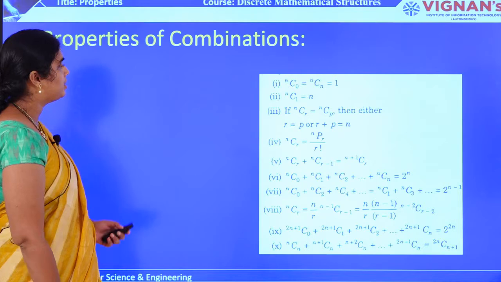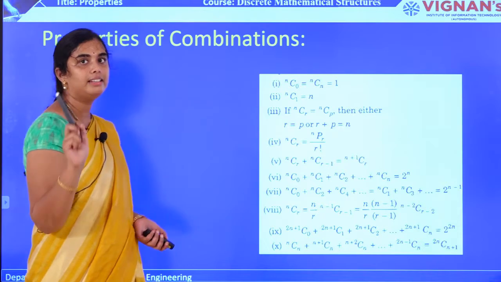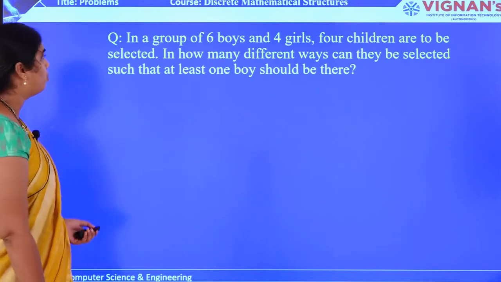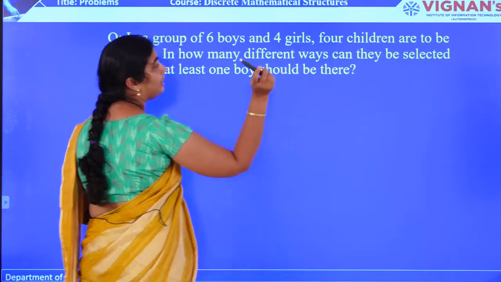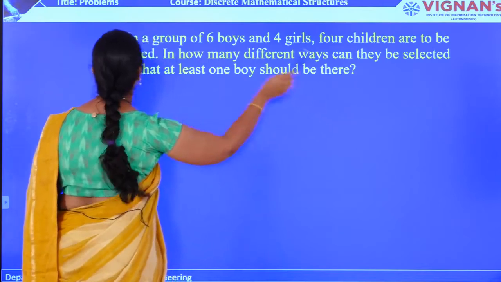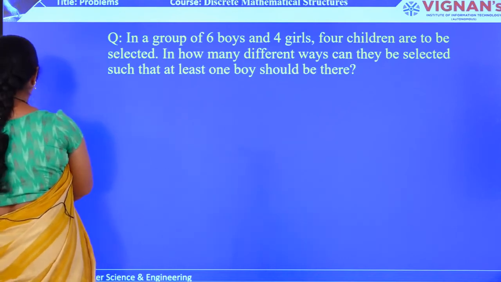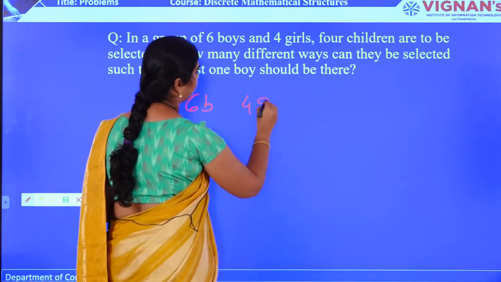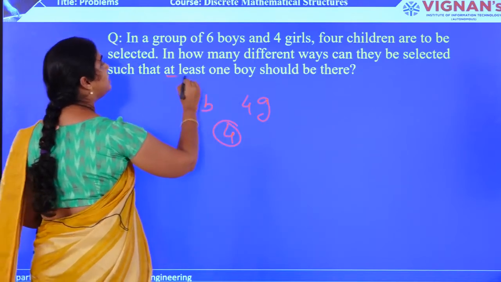The properties of combinations. See, these are the different formulas which you need to memorize in order to save time in your competitive exams. If I tell you an example over here, you will understand more. Suppose I am given a group of 6 boys and 4 girls, and I need to select 4 children. Then in how many different ways can they be selected such that at least 1 boy should be there?